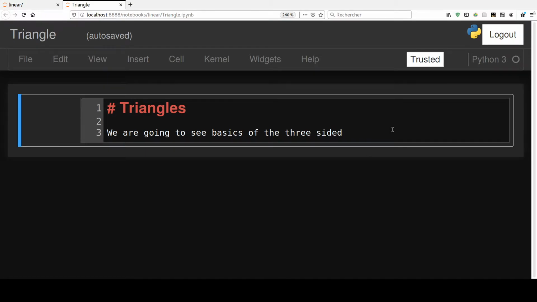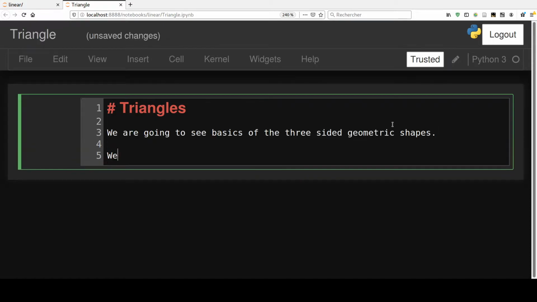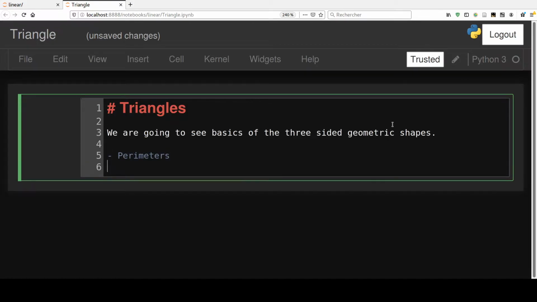So we are going to see the very basics of triangles. What are triangles? They are three-sided geometric shapes. We are going to see how to compute their perimeters, their areas, and let's add also that they're three-sided geometric two-dimensional shapes.